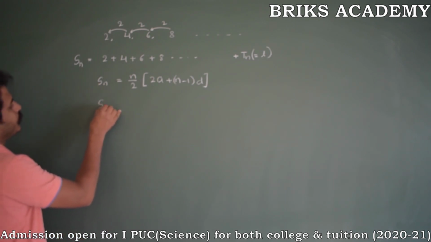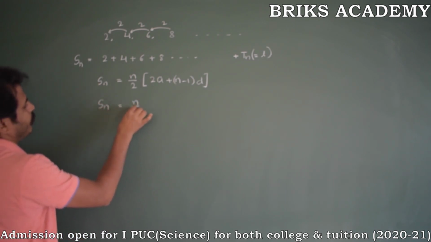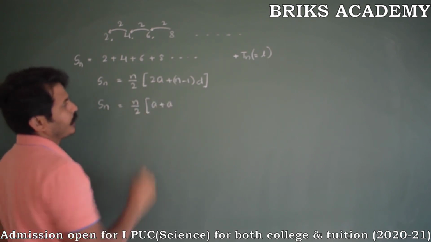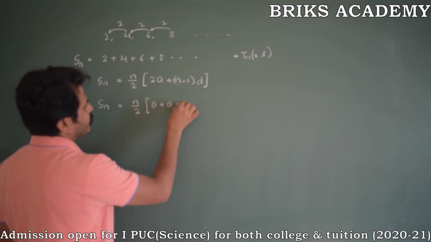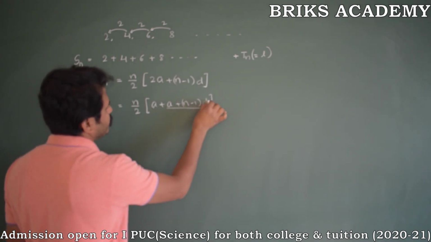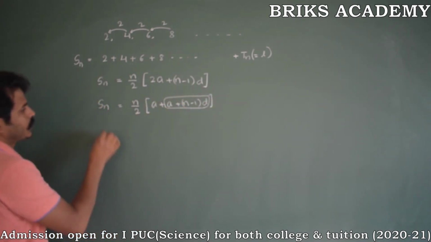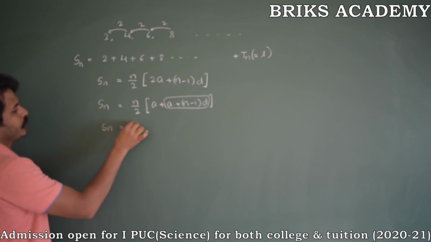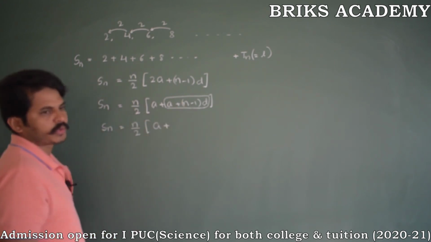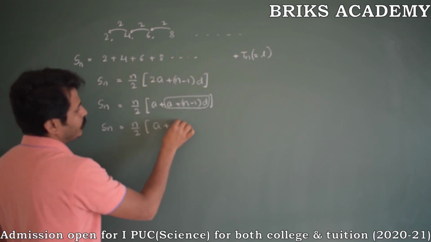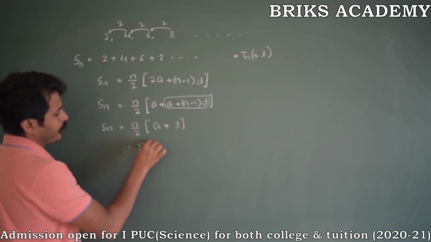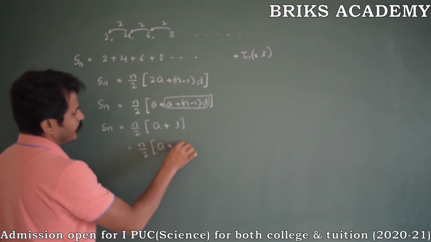So Sn is equal to n by 2 into 2a, can it also be written as n by 2 into a plus a? a plus a is 2a plus n minus 1 into d. What about this one? a plus n minus 1 into d. I taught this last class, see. Sn is equal to n by 2 into a plus, what about this? a plus n minus 1 into d. Is it your last term L? Or I can write it as n by 2 into a plus nth term.